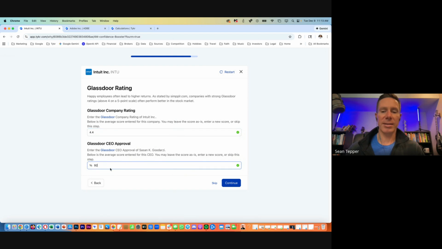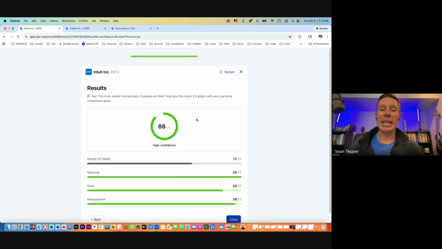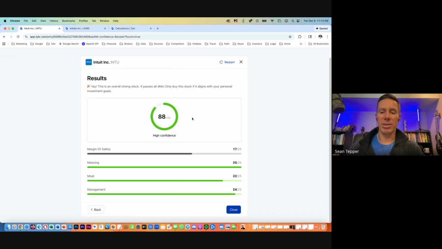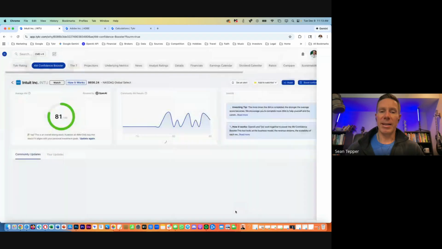And then look at that. CEO approval is 92%. Getting above 80 is pretty tough. So good job Intuit. All right, we're going to click continue and we're going to see what we get. 88. Wow. That's really hard. It's very hard to get above 80 on the 4M. This is very rigorous.